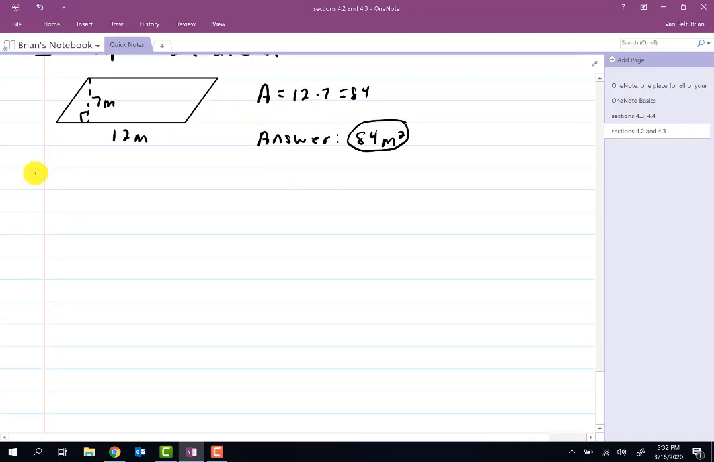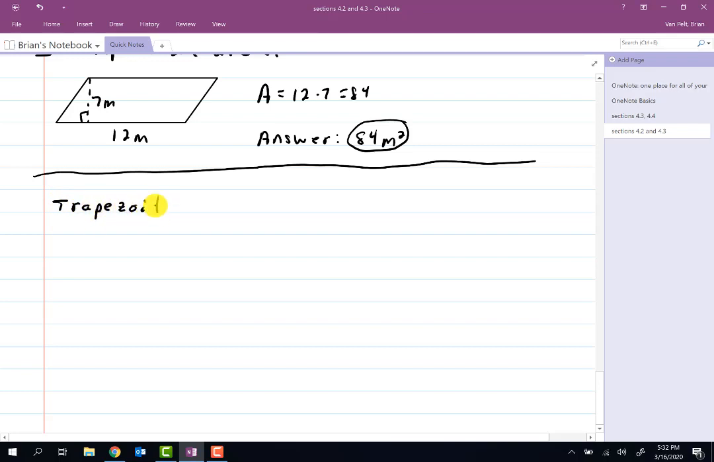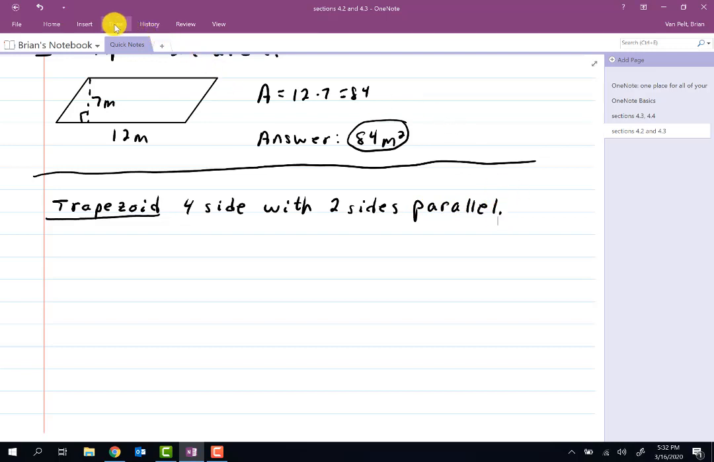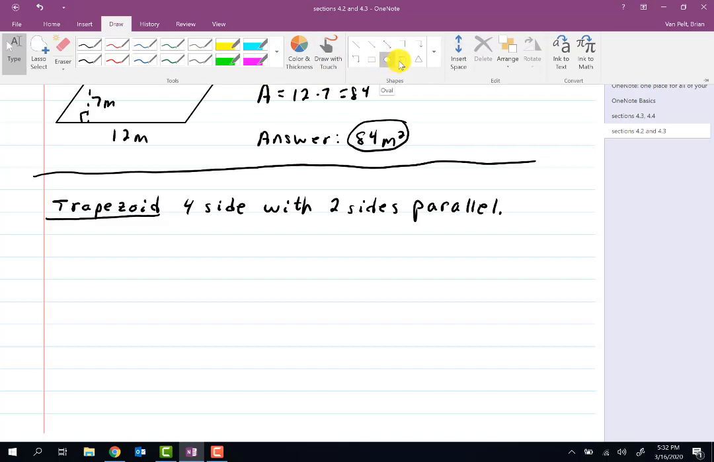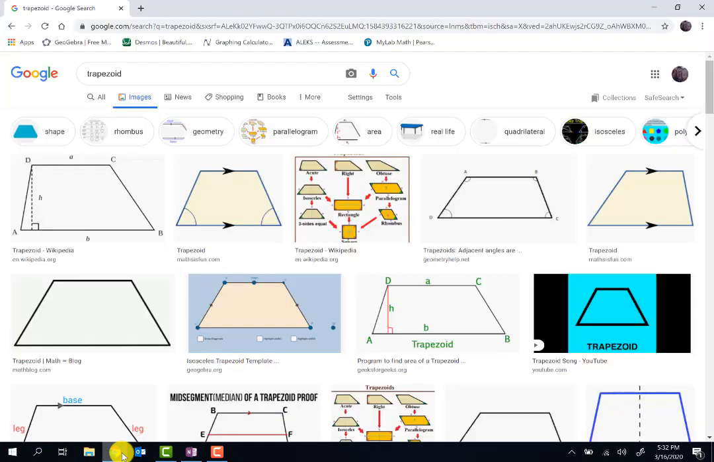Moving on, our next figure are the trapezoids. Here you have 4 sides with 2 sides parallel. Let's take a look at what one of these pictures looks like. I do not have one here, but I can grab one off the internet, so let's go ahead and do that. Yeah, that might be the best looking one that I'll have. I'll grab that one.